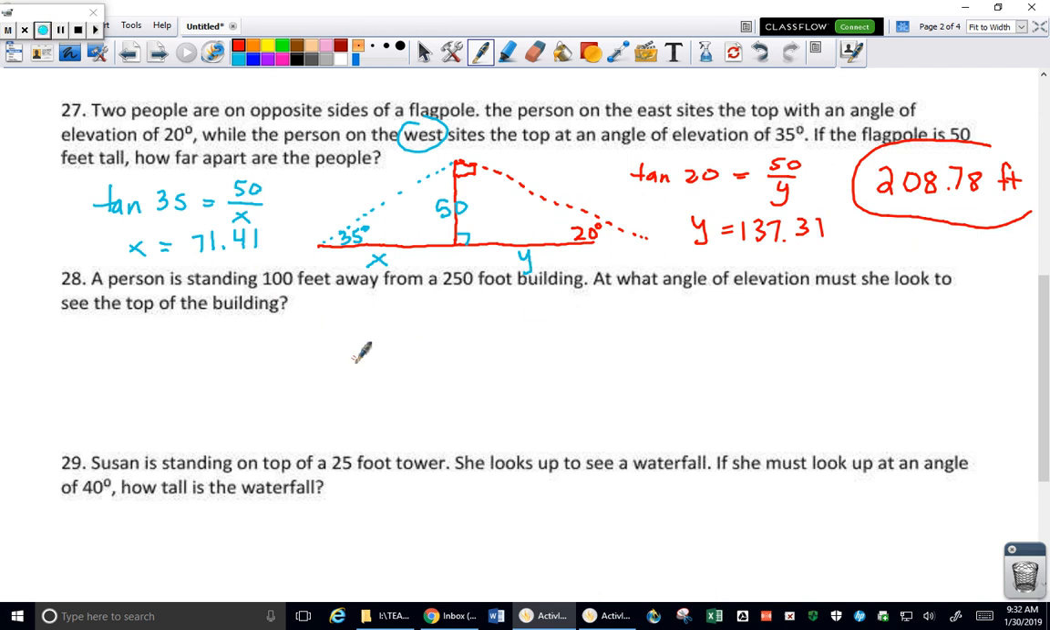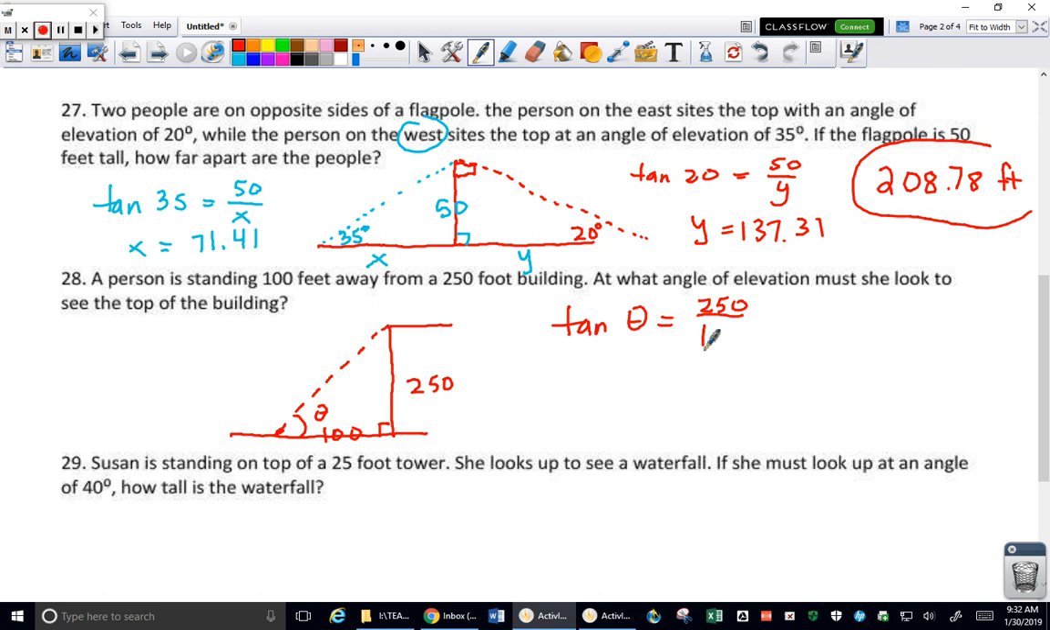Okay, so now we have someone standing 100 feet away from a 250-foot tall building. Glad this information is readily available. So here this person is 100 feet away. At what angle must she look up to see the top of the building? So now we're looking for this, our angle of elevation. So she has an opposite side of 250 and an adjacent side of 100. So we are using the tangent ratio again.